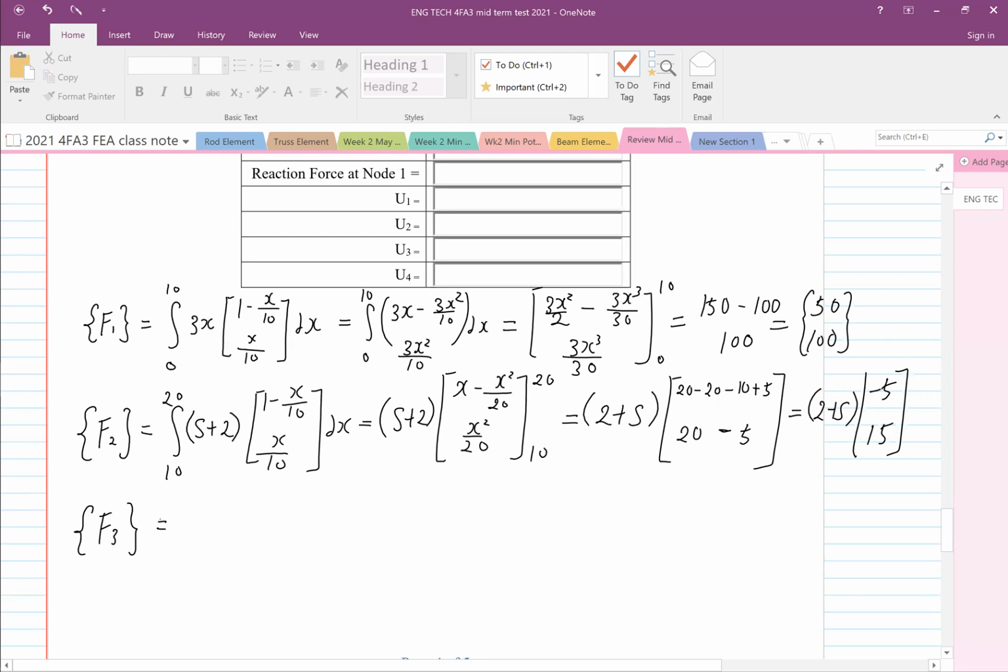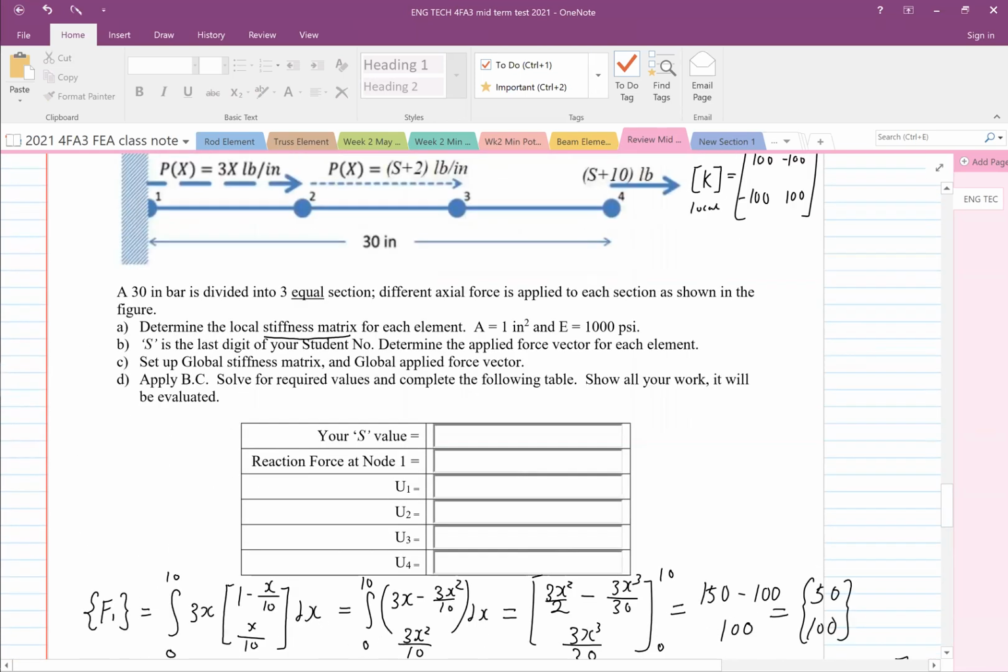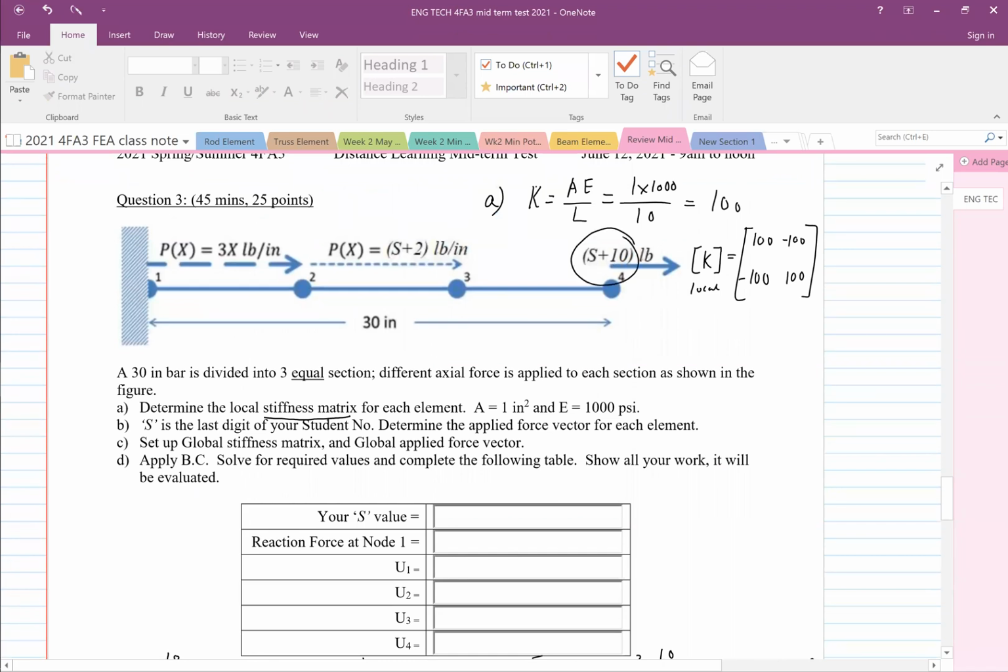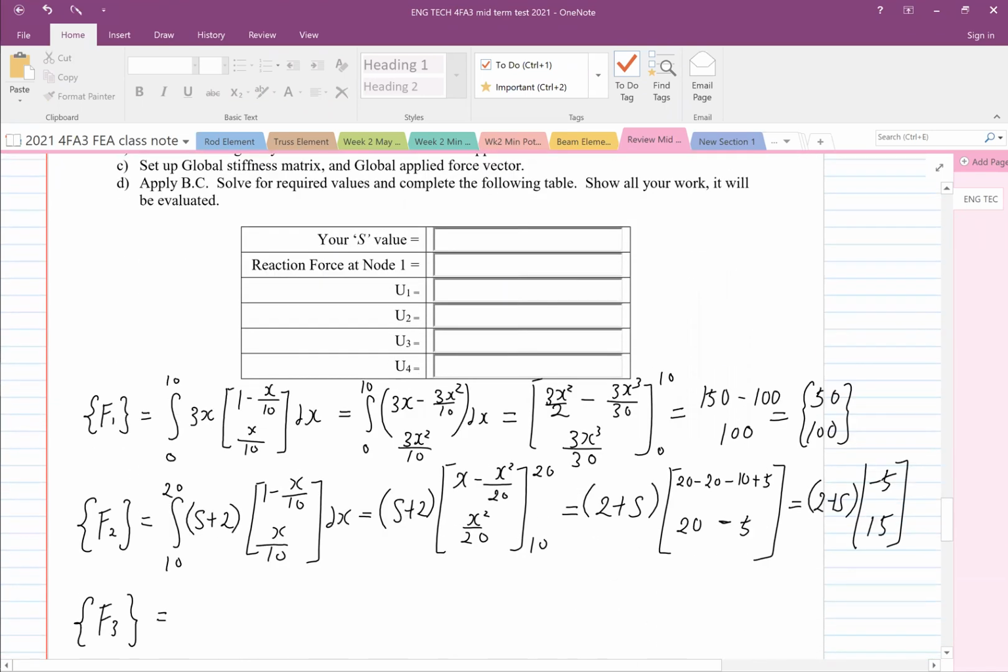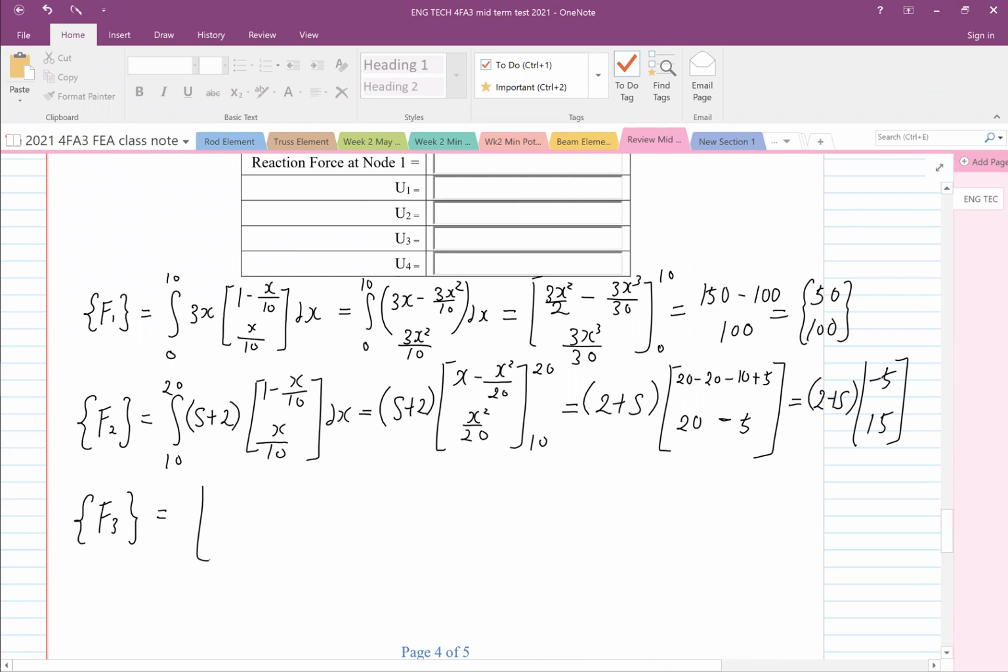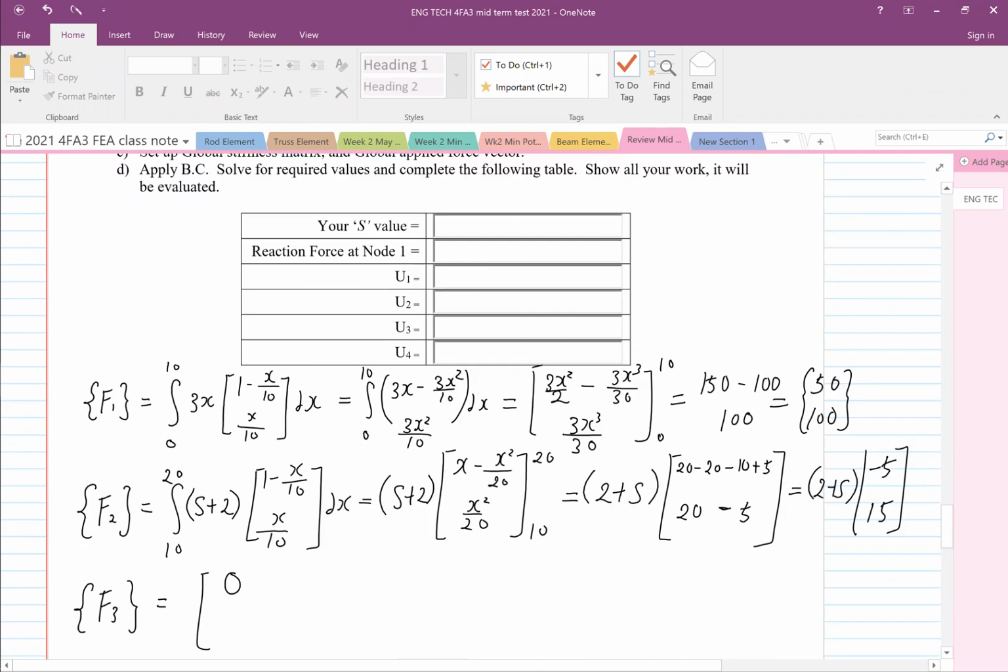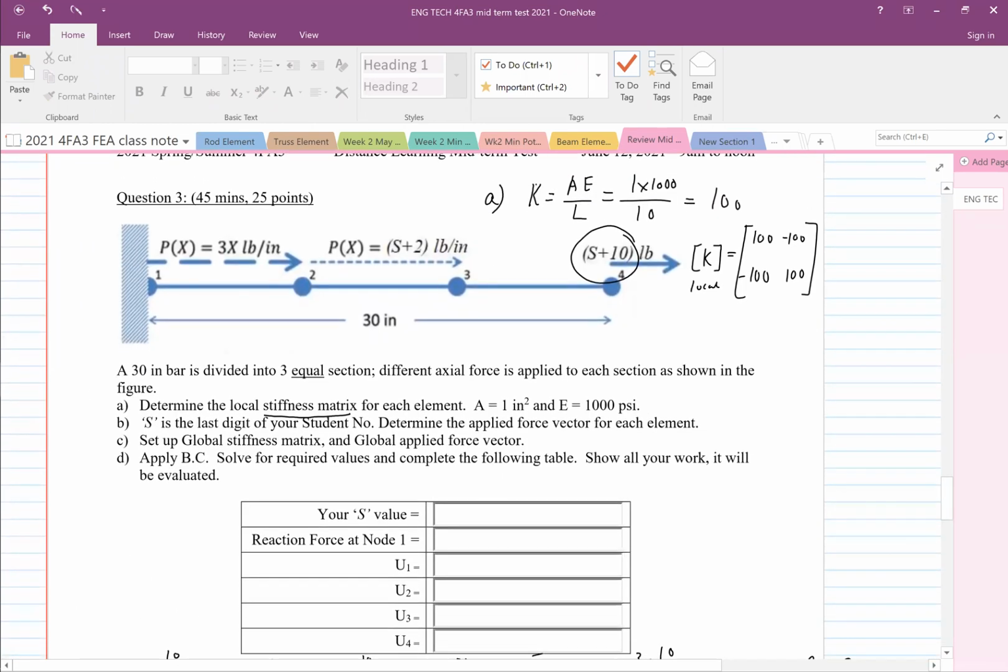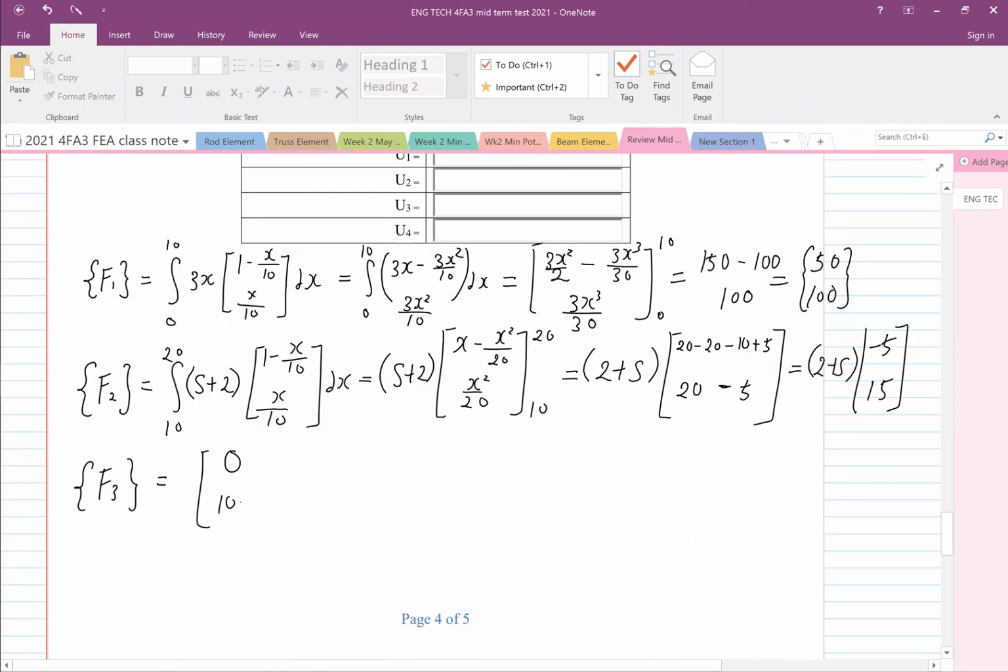F3 is so easy. It's a constant number. Okay. There's no integration required. Okay. Zero and then 10 plus s. Okay, let's put it all together.